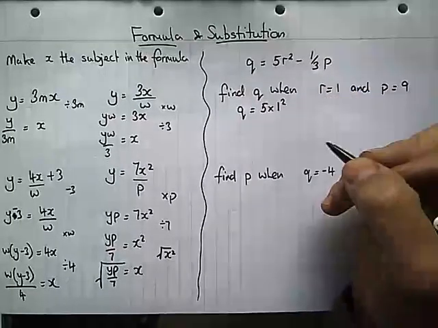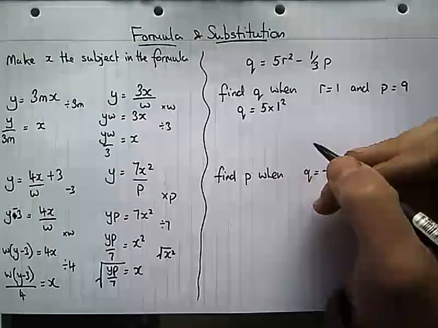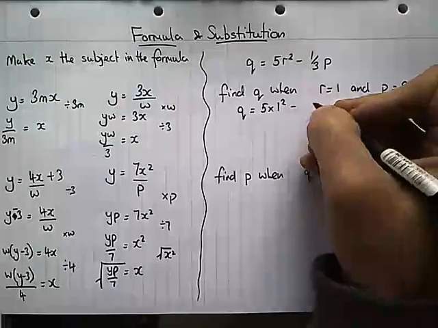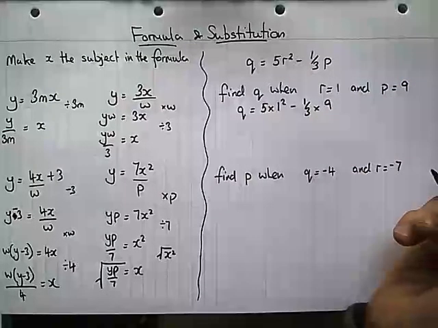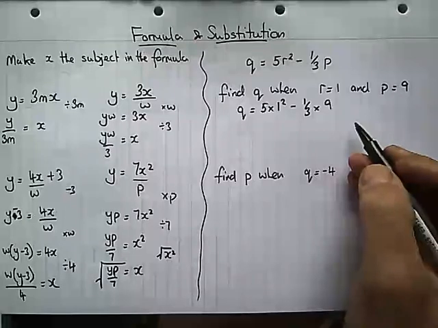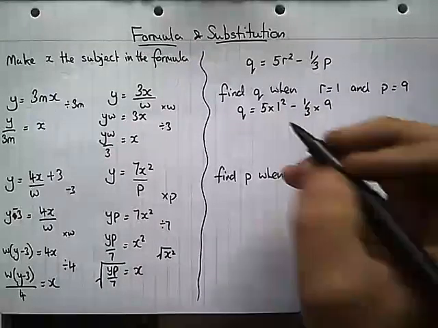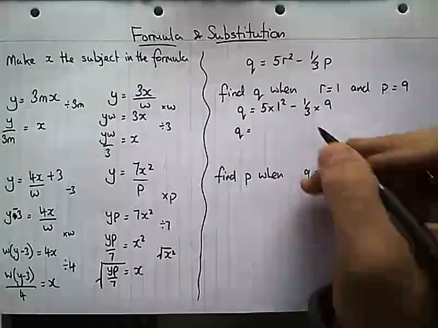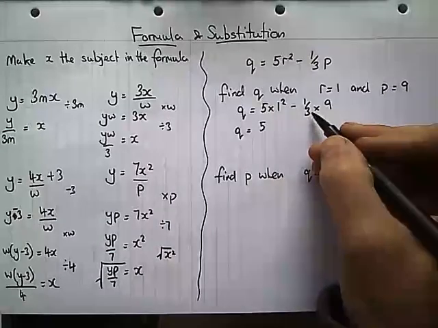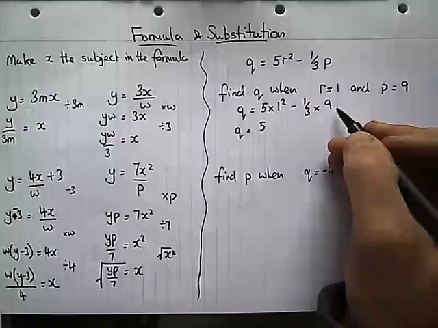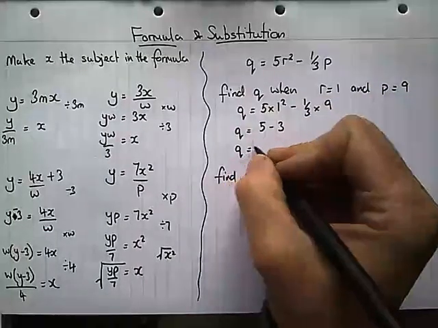Make sure you write this out fully before you do any calculations. And then it's minus 1/3 times by 9. So make sure you write this line out. The only thing you should be replacing is where the numbers should go. So q is equal to 1 squared is 1, 5 times 1 is 5, minus 1/3 times 9, so that's basically asking for 1/3 of 9, so that's 3. So q equals 2.